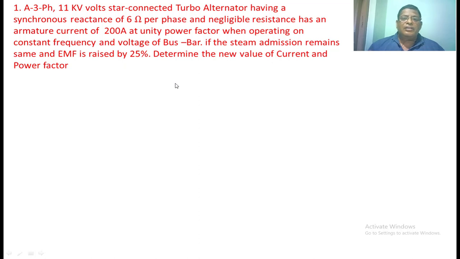In this numerical, the mechanical input to the alternator is constant, whereas we increase the excitation of the alternator so that the induced voltage in the alternator is raised by 25%. They ask you to find out the new value of current as well as the power factor.